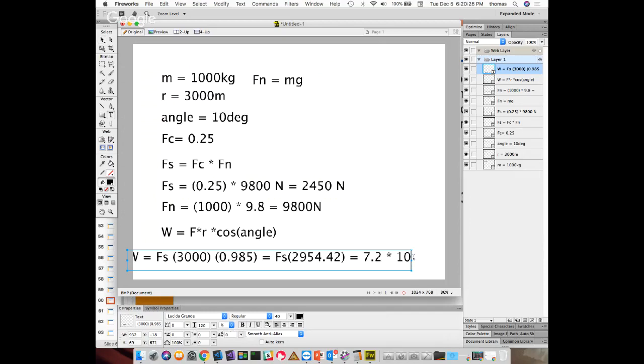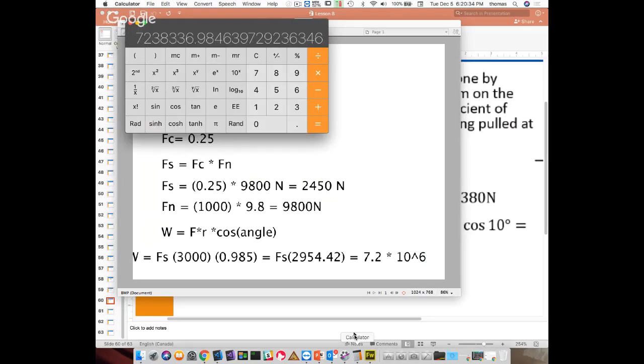I can't really draw here, but you get the picture. We'll use a little caret for that. 10 to the 6th, the old school way. And how do I know this is true? Because when you look at my calculator, it's 7.2 times 10 to the 6th. Now it's not accurate. It's really 7,238,336.98 joules.